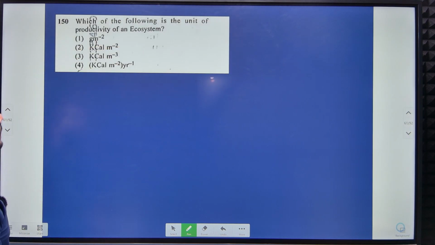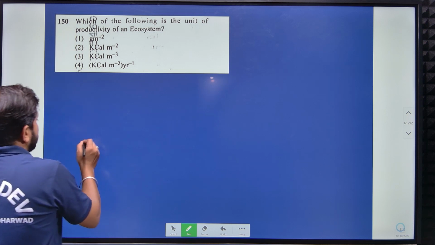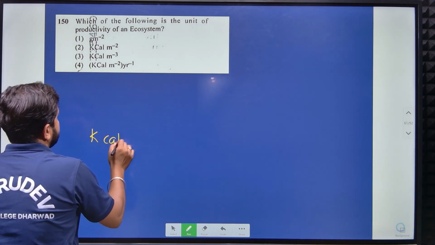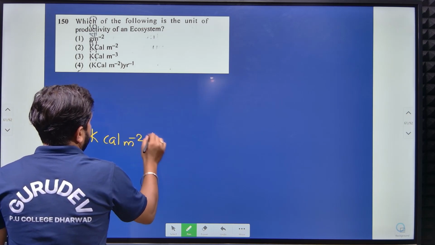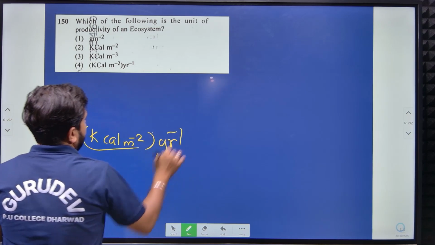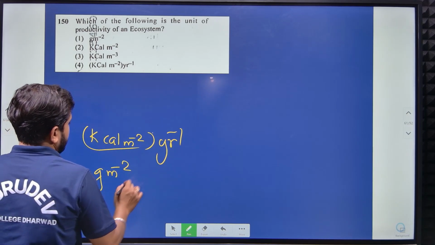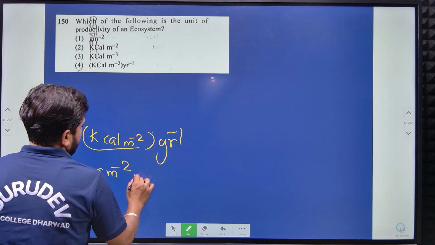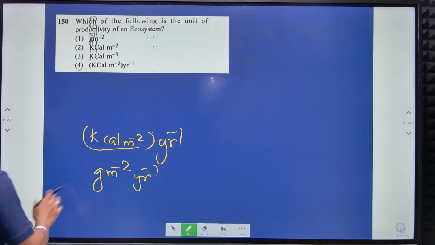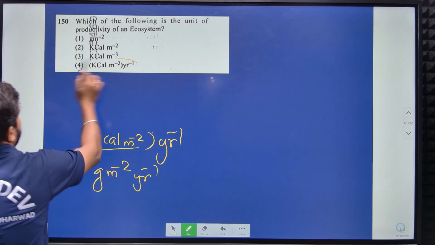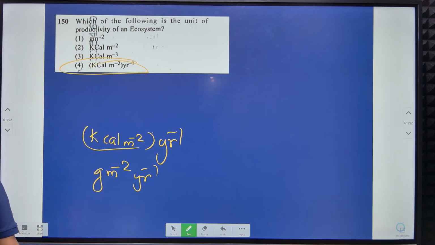Then, which of the following is the unit of productivity of an ecosystem? The unit of productivity of an ecosystem. The rate of productivity can be measured in terms of kilocalories per meter square per year, that is the unit. Or, on a gram basis, it is grams per meter square per year. So here option 4 is correct, kilocalories per meter square per year.